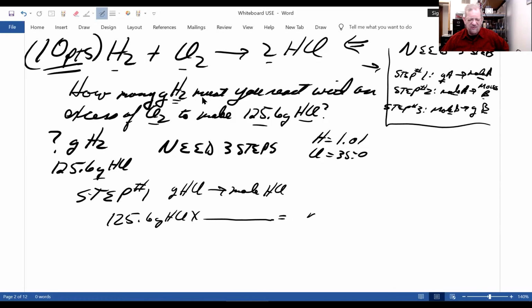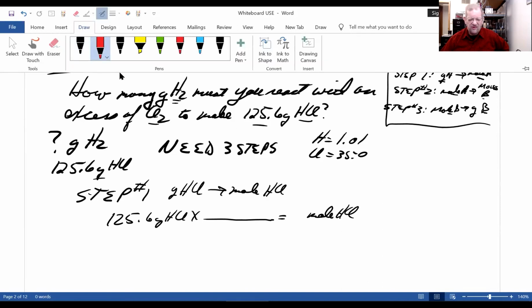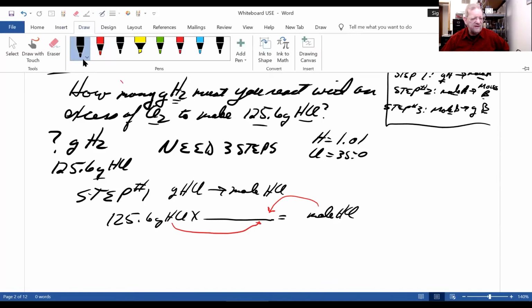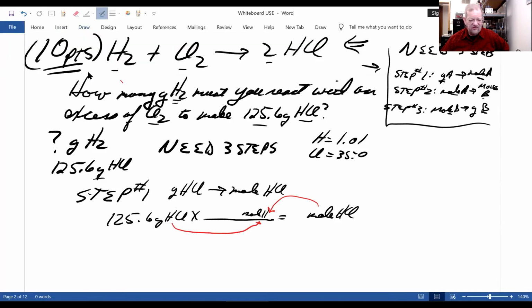I want to get to moles of HCl. So I use my good buddy, my good friend, unit analysis. Whatever I'm trying to get to, I put on top of this ratio. Whatever I'm trying to get rid of goes underneath. And this is moles of HCl. This is grams of HCl. And where do I get these numbers?